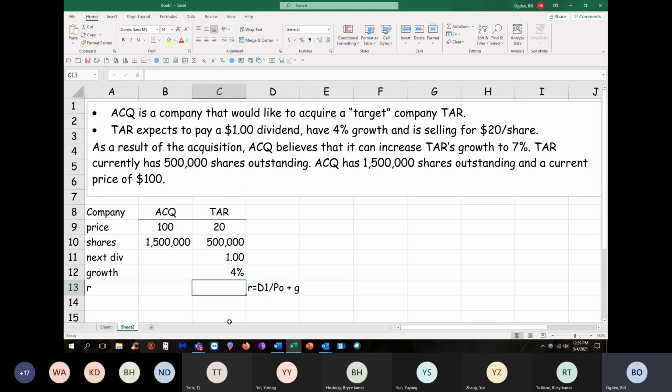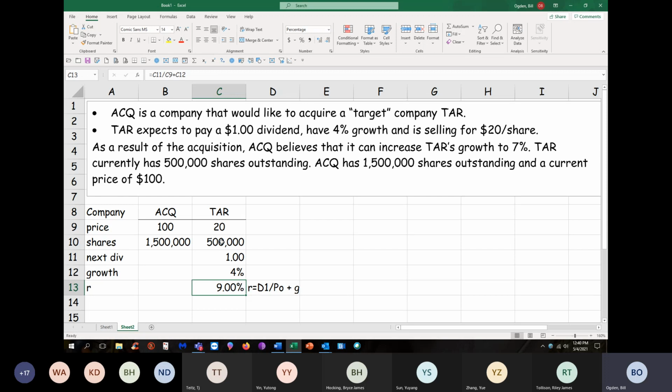All right, so let's try it. Equals D1 divided by P0 plus G. And we're using the 4%, not the post-merger 7%. All right. So I'm just trying to back out what is the market capitalizing the dividend stream. What rate are they using to capitalize the dividend stream of TAR? And it appears they're using 9%.